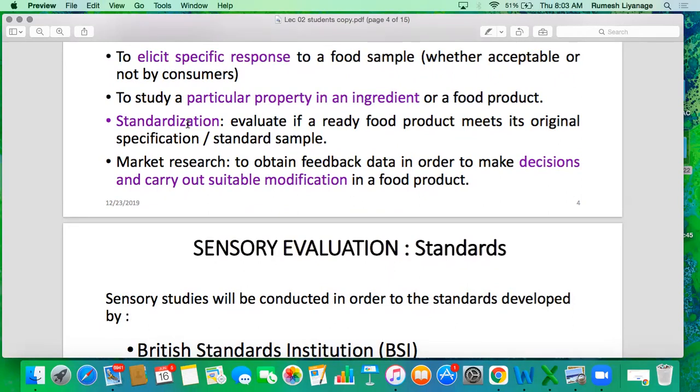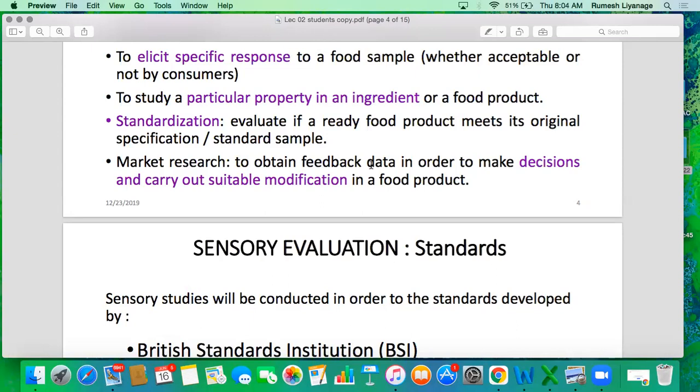And standardization. Standardization means, suppose you are going to develop a food product. It is sausages. Standards are there, right? Standards are there and standard samples are there. So you just prepare your product and compare your product with the standard samples, right?